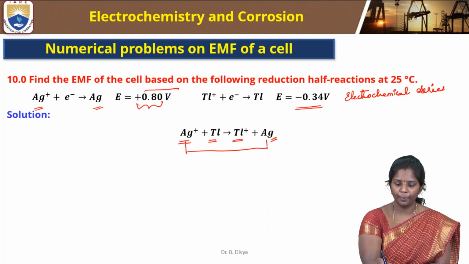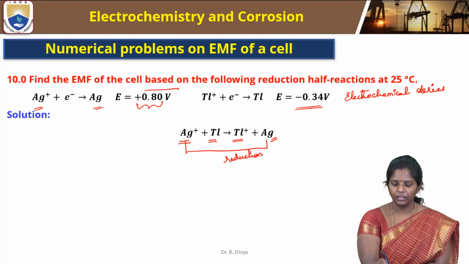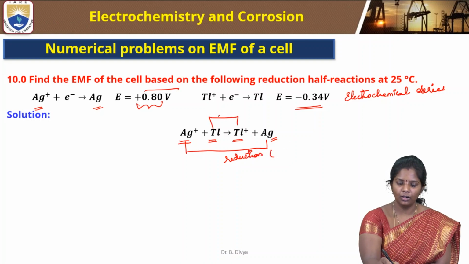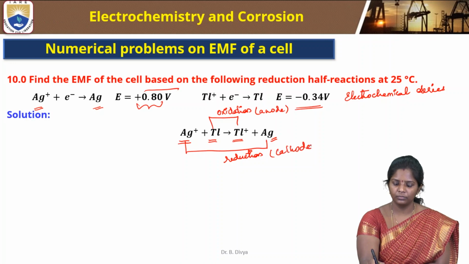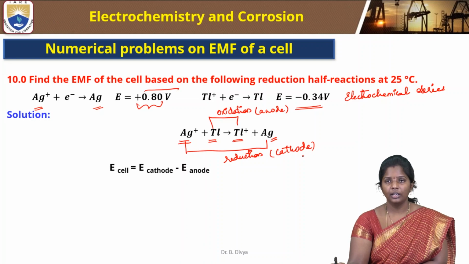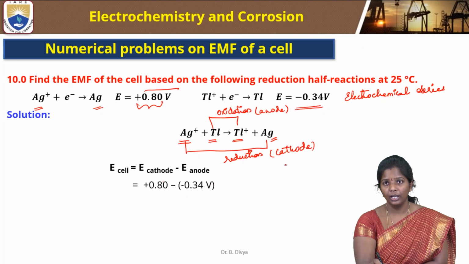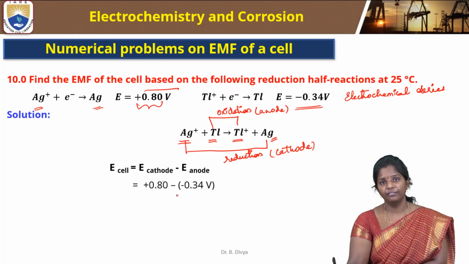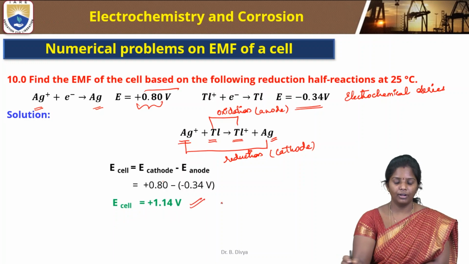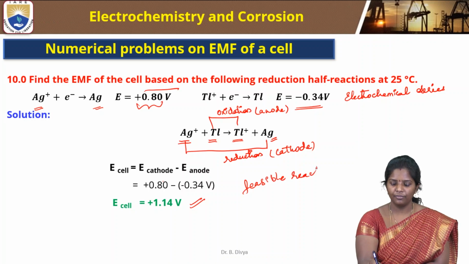So here what is happening? Reduction, and here oxidation. So oxidation is the anode, reduction is the cathode. Now we will find out the cell potential, that is E cathode minus E anode, and we substitute the values given in the question, plus 0.80 minus minus 0.34 volt, and we get a cell potential of plus 1.14. It is a feasible reaction that will take place, and is spontaneous.